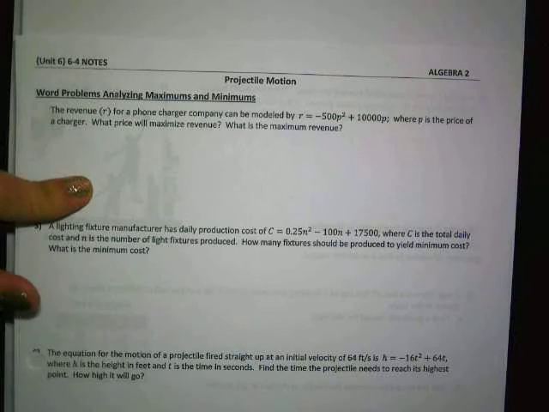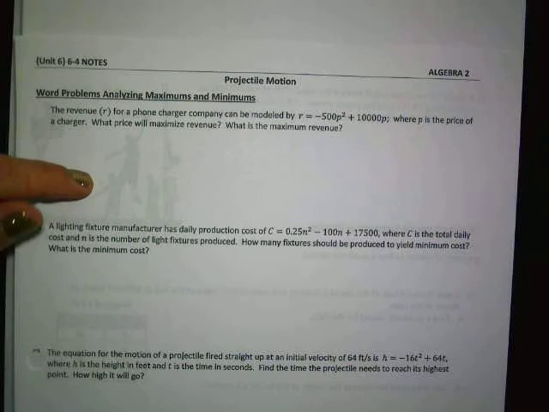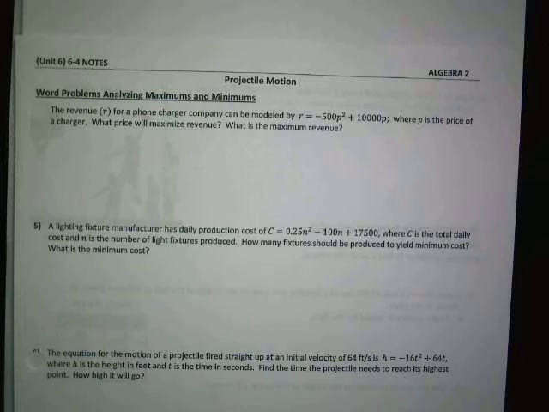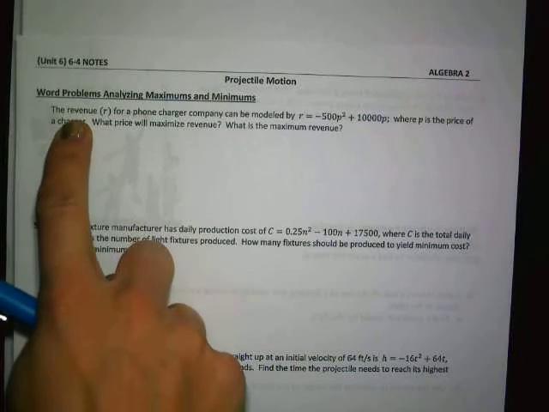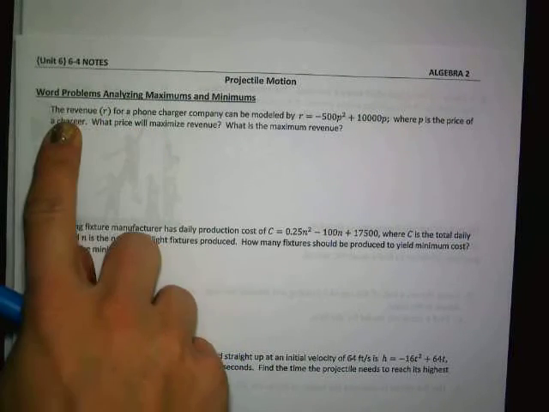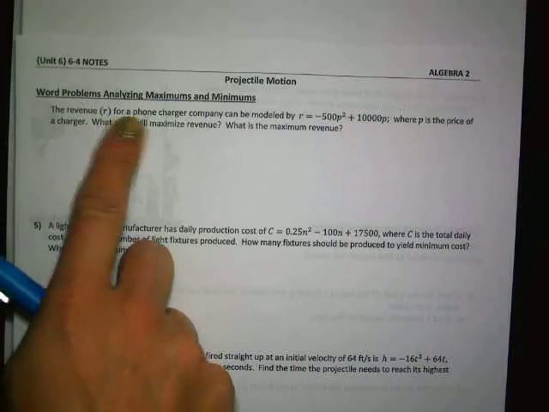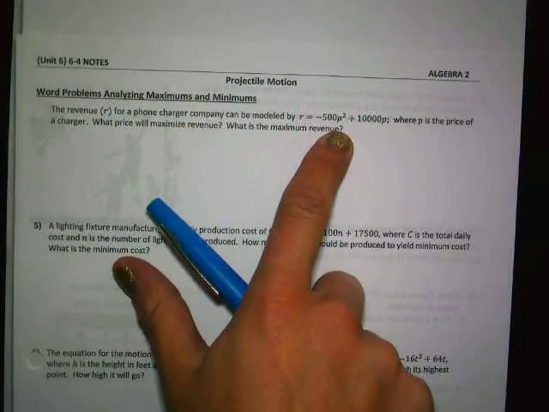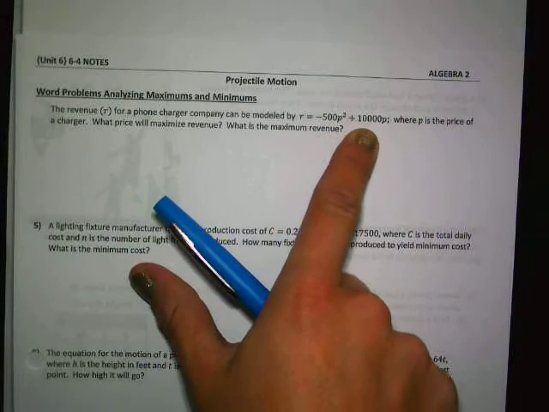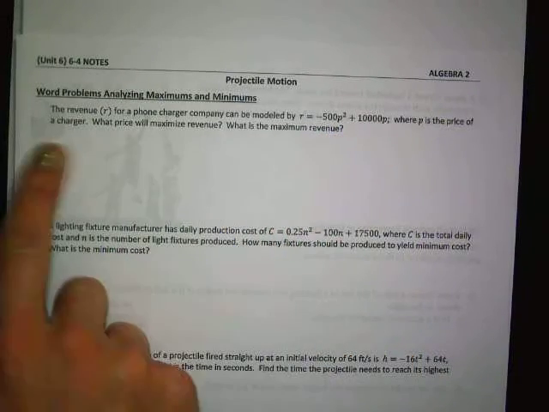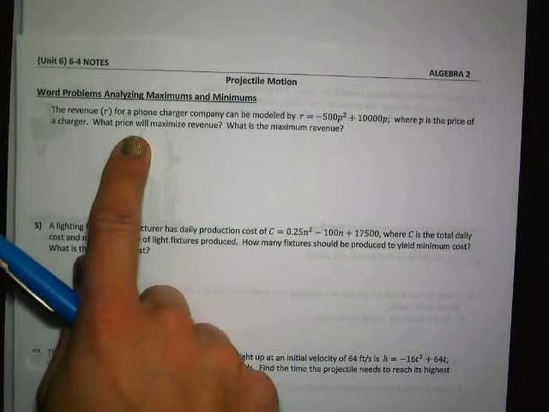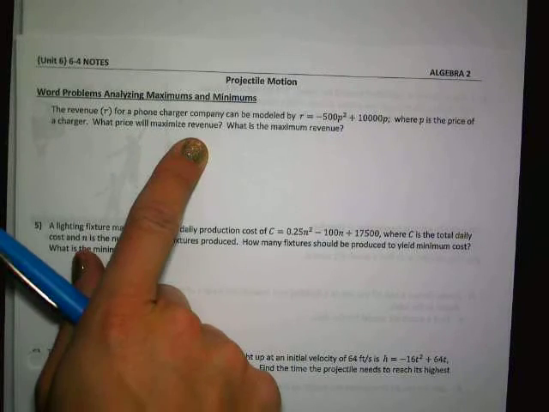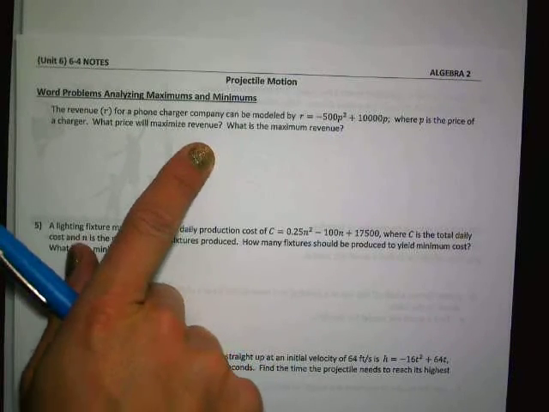No, physics. Alright, for this first problem here, we're not actually talking about a ball, though. We're talking about revenue of a phone company. The revenue for a phone charger company can be modeled by R equals negative 500 P squared plus 10,000 P, where P is the price of a charger. What price will maximize the revenue, and what is the maximum revenue?